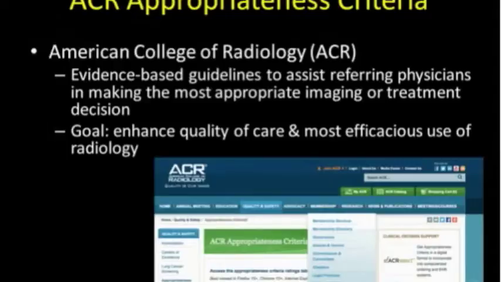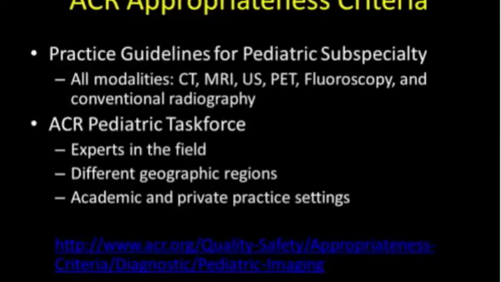So this is what the website looks like. You just go on there, and if you go under quality and safety, you'll see this, and then you can go in here and access the appropriateness criteria, and it will tell you what studies can be performed, and they even give you more details of what views to obtain. For example, the skeletal surveys here, and it will tell you what views you need to obtain, and you can implement that. They have practice guidelines for all modalities. There's a task force that put together the pediatric guidelines from both academic and private practice settings, and then here's also the direct link. You can copy and paste that into your URL.